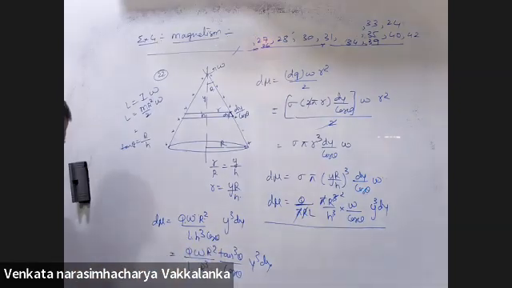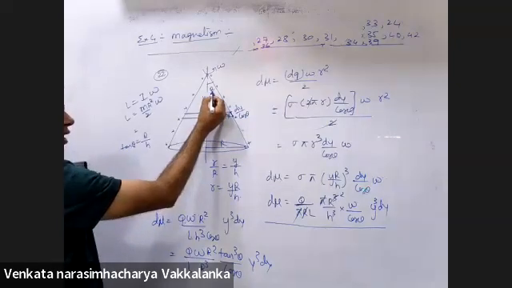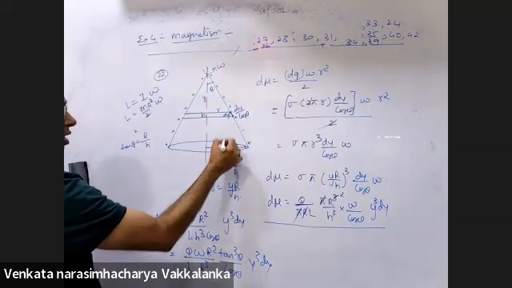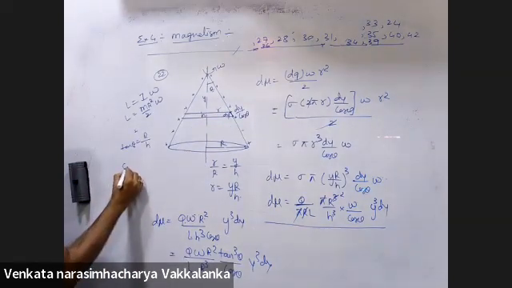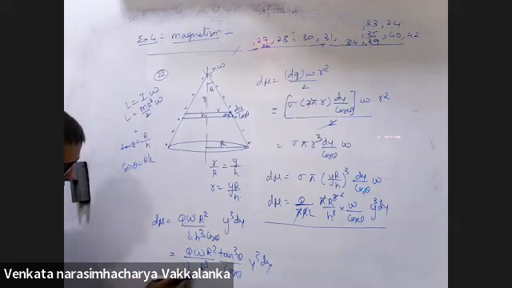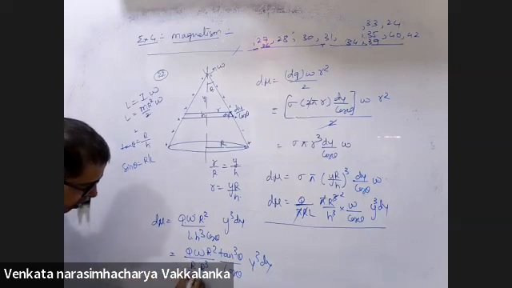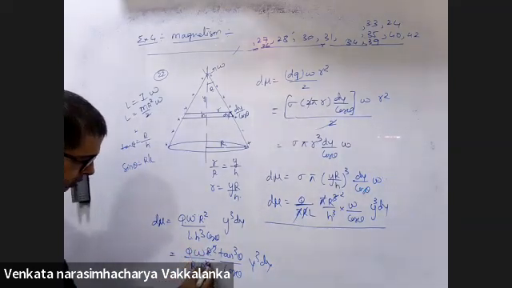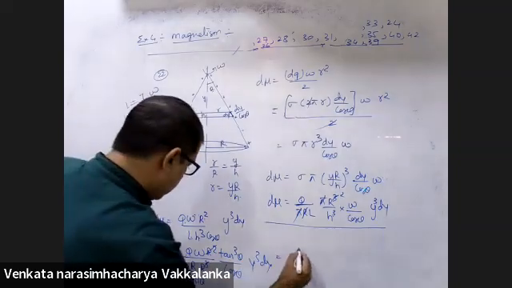Now theta we will handle. First of all, get rid of L. How do I get rid of L? Sin theta is R by L. L is equal to R by sin theta. Now R square and this will go. I'll be left with R square.